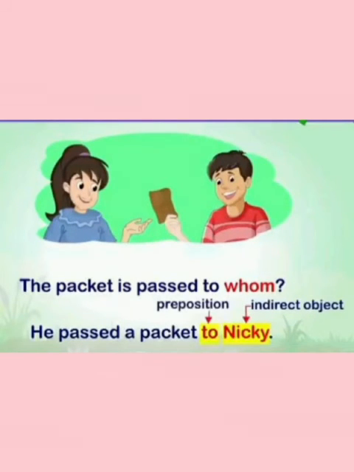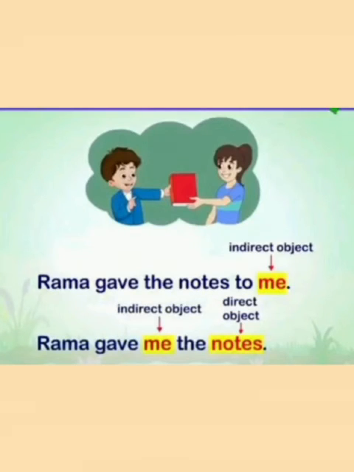Let's see another example. Rama gave the notes to me. Here Rama is the subject. Gave is the verb and gave what? The notes. So, the notes is the direct object. And gave to whom? Gave to me. So, me is the indirect object in this sentence.